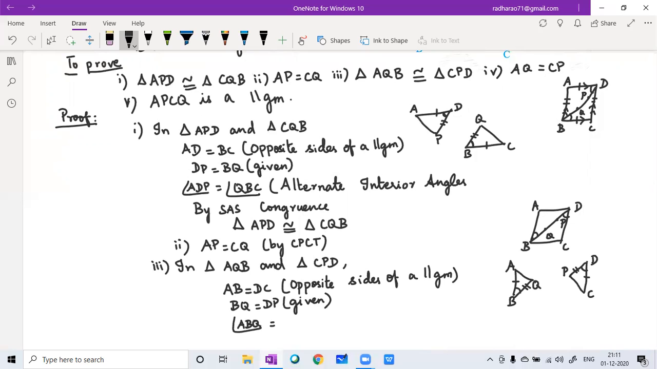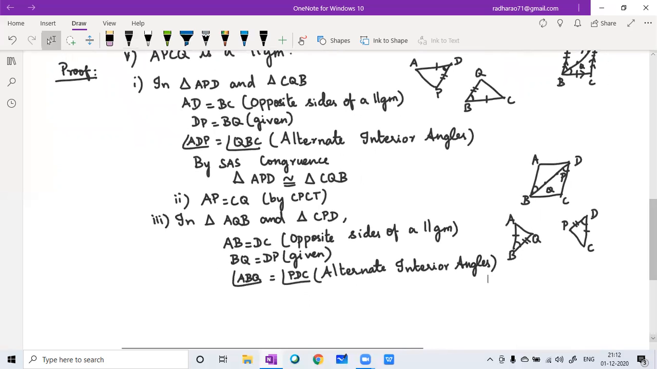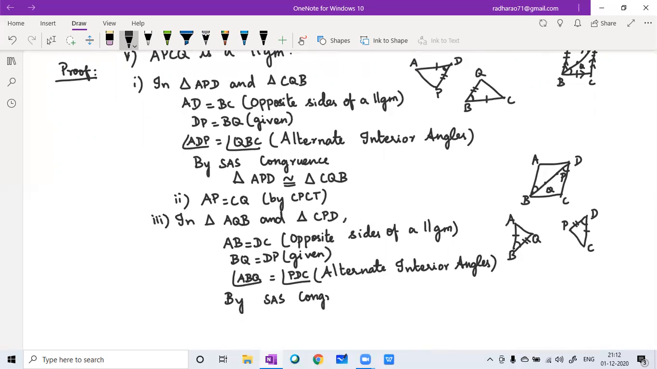Angle ABQ is equal to angle PDC. Reason is alternate interior angles. Alternate interior angles are always equal when two parallel lines are cut by a transversal. So here again, two sides of both the triangles are equal and the alternate interior angles are equal, that is, the included angle is equal. So two sides and the included angle are equal in both the triangles. So by SAS congruence, these two triangles are congruent.